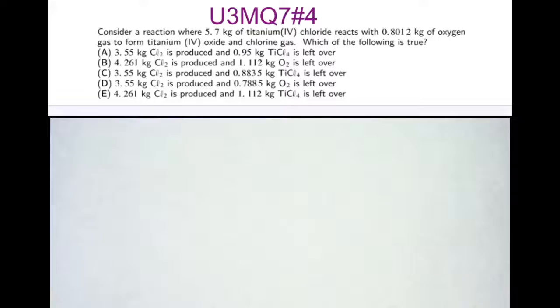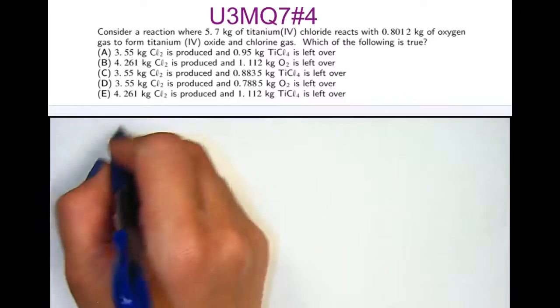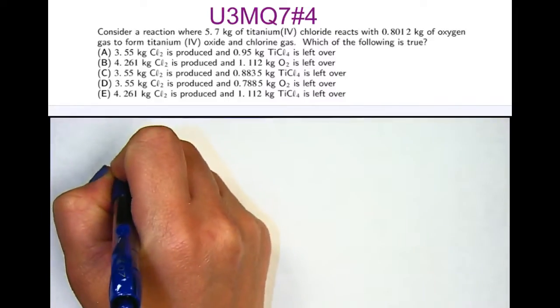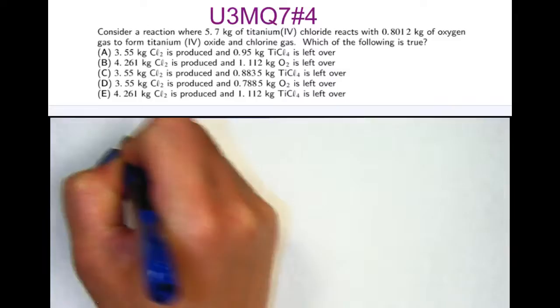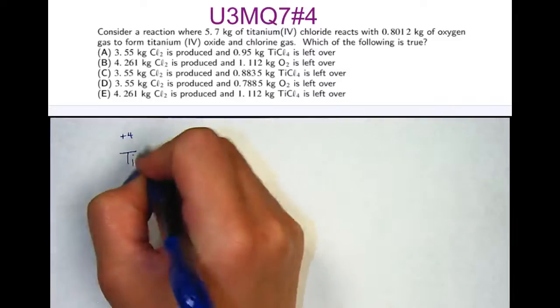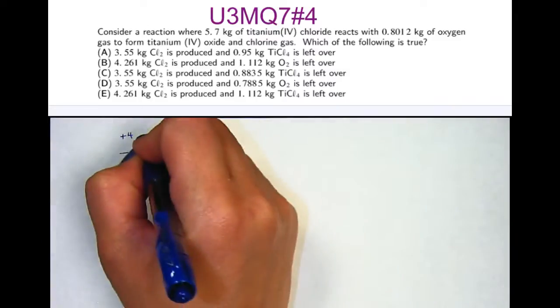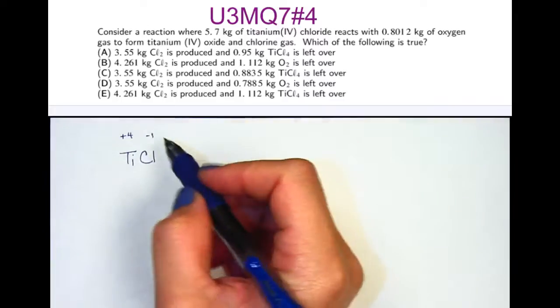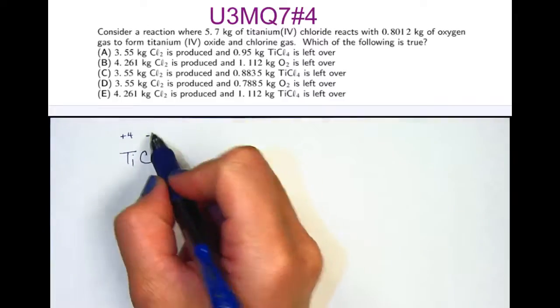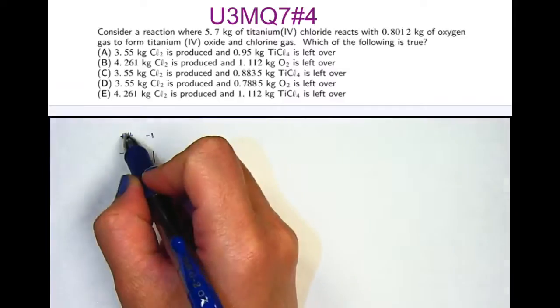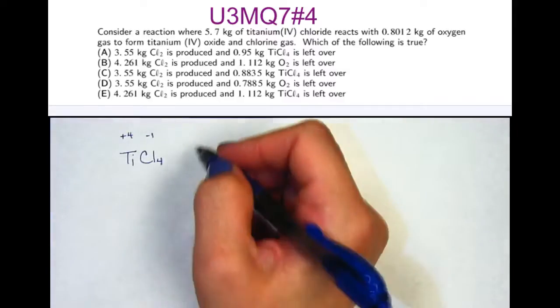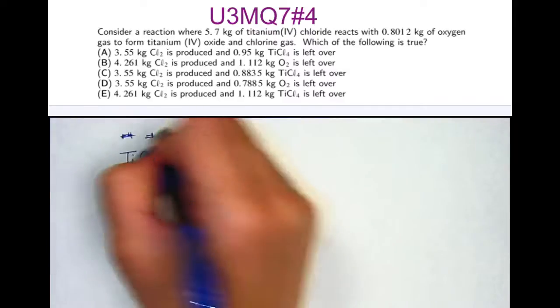Consider a reaction where 5.7 kilograms of titanium 4 chloride, so let's translate that, titanium 4, which means it has a +4 charge, and chloride, which has a -1 charge. We will flip-flop or crisscross the charges. This means I need 1 titanium, this means I need 4 chlorides. And now the charges are balanced.